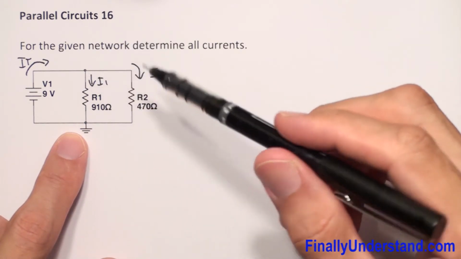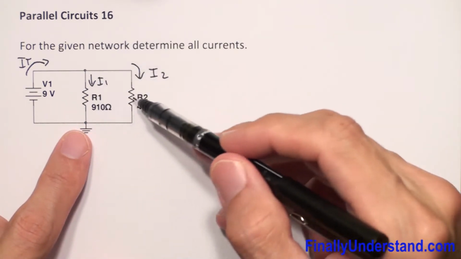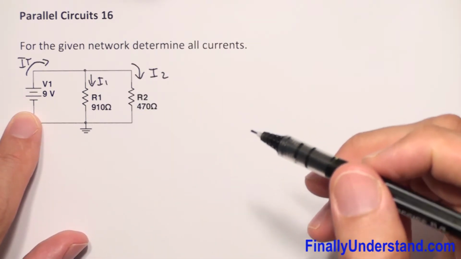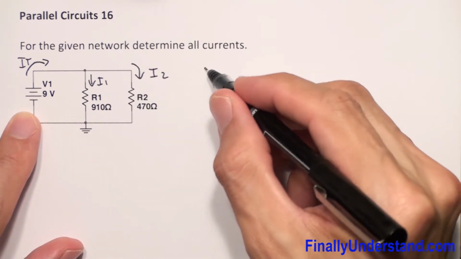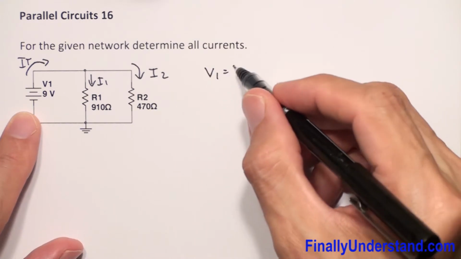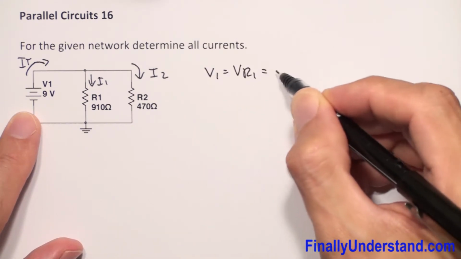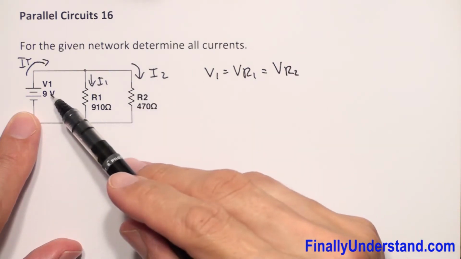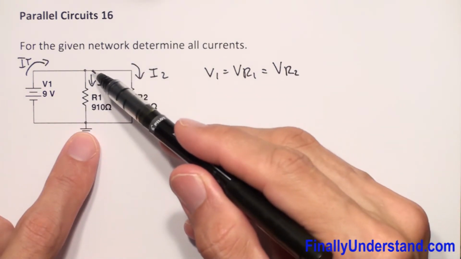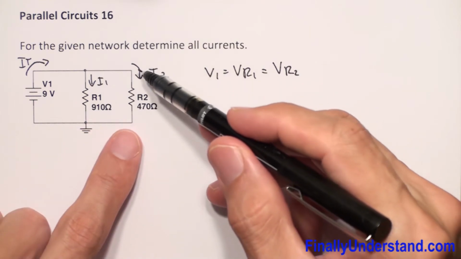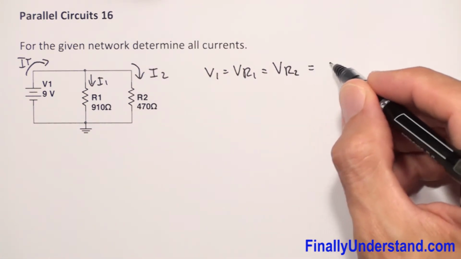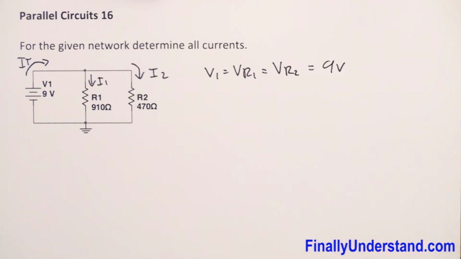Please notice that in a parallel circuit, the voltage source is connected directly across each resistor. So it means that the voltage across each resistor is going to be equal to the voltage source. I can say that V1 is equal to VR1, which is also equal to VR2, and this is equal to 9 volts.